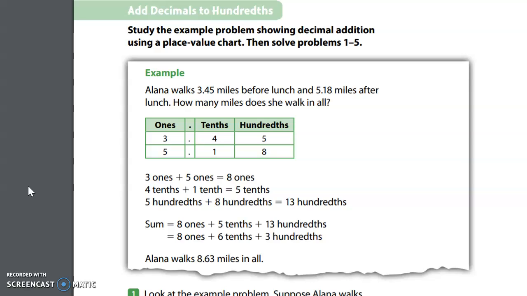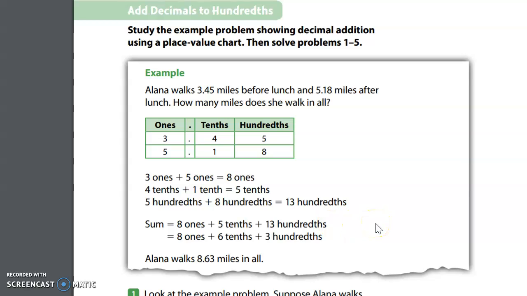So then you're adding based off of place value. So 3 ones plus 5 ones equals 8 ones. 4 tenths plus 1 tenth would equal 5 tenths, and 5 hundredths plus 8 hundredths equals 13 hundredths. So the sum would be 8 ones plus 5 tenths plus 13 hundredths, right down here at the bottom.